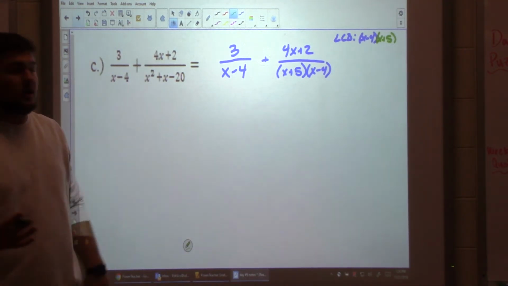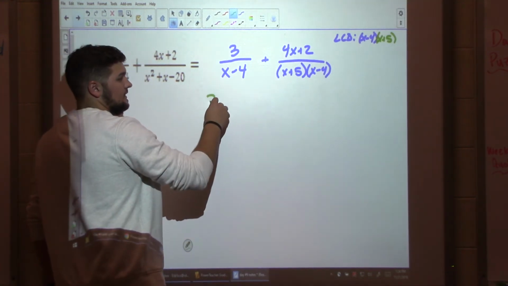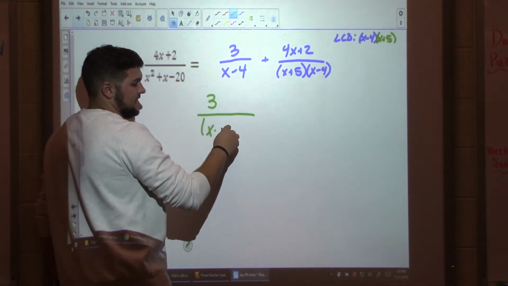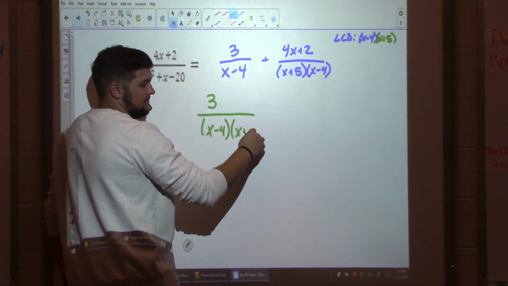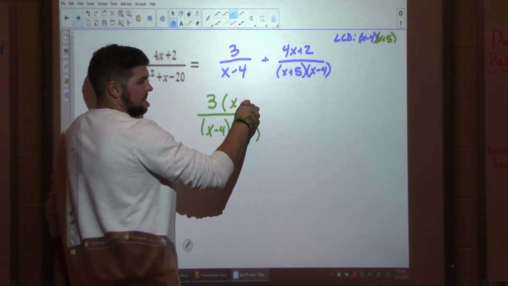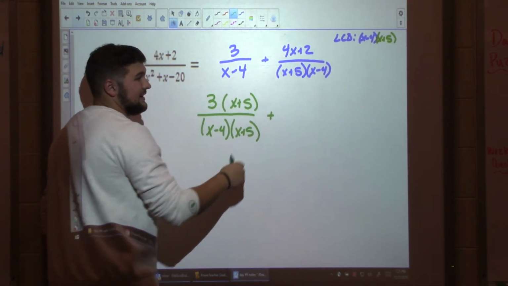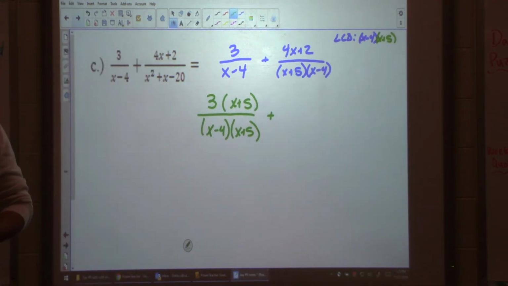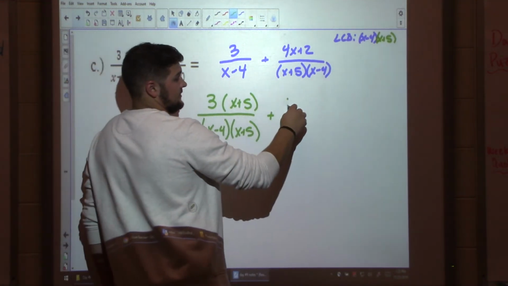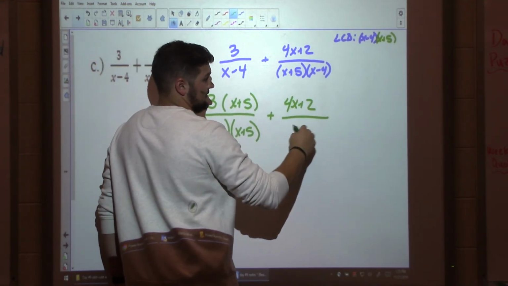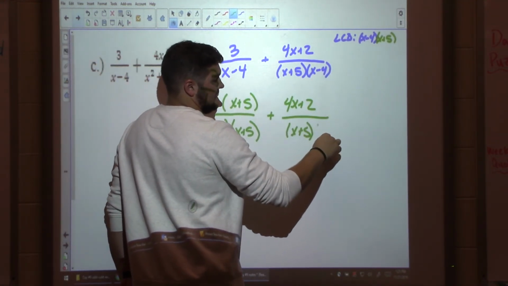Okay. Well, all I'm going to do is multiply the first one. We said it's missing an x plus 5. So I'm going to multiply bottom and top by x plus 5. Do I need to change the second fraction at all? No, it's already got my least common denominator. x plus 5, x minus 4.